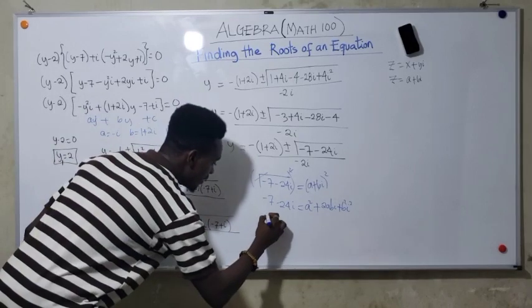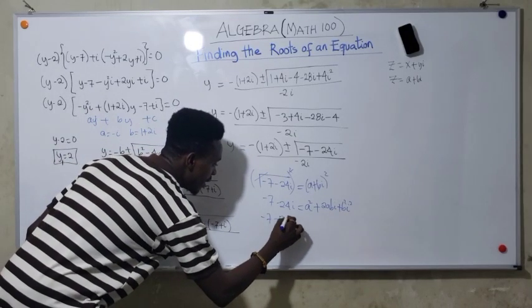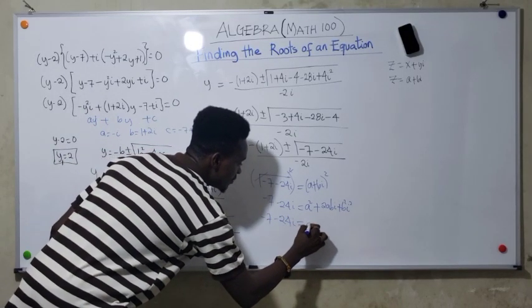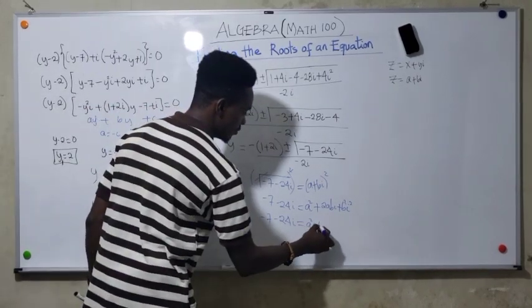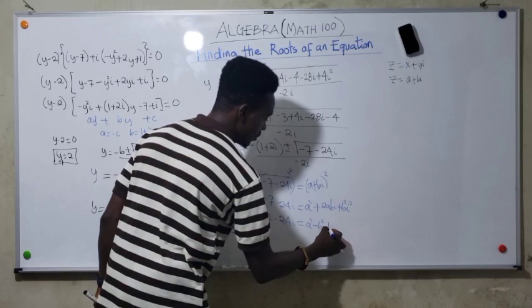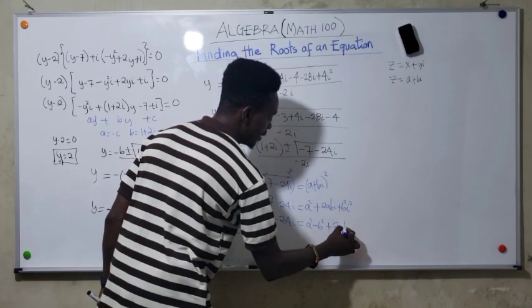So we simply have -7 - 24i is equal to a squared. And i squared is -1, so it's minus b squared, plus 2abi.